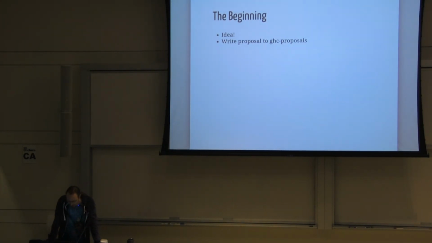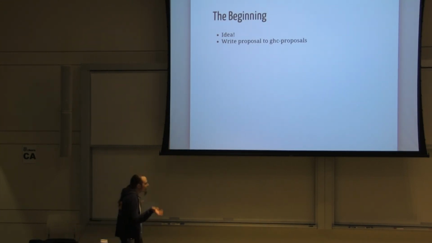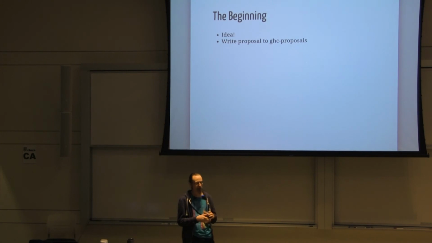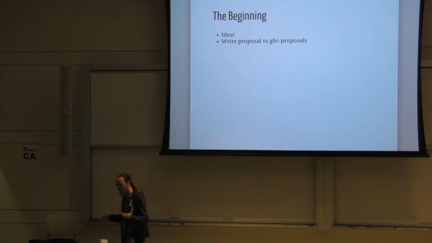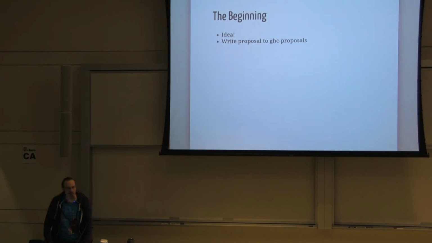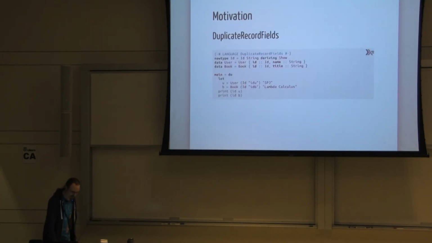So the beginning is basically you have an idea of what you want to change. So what exactly is that? It's basically something in Haskell which bothers you, and you think that it could be better. So in my case, it's related to duplicate record fields.